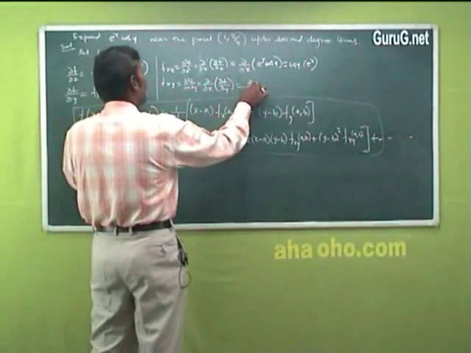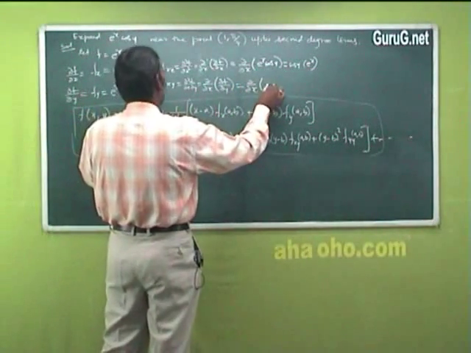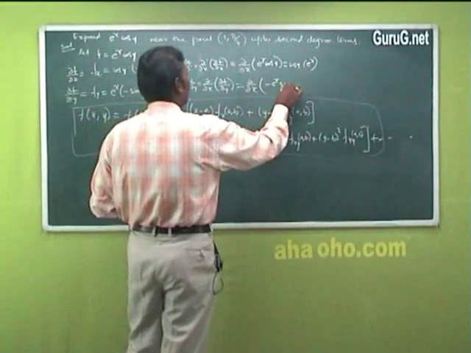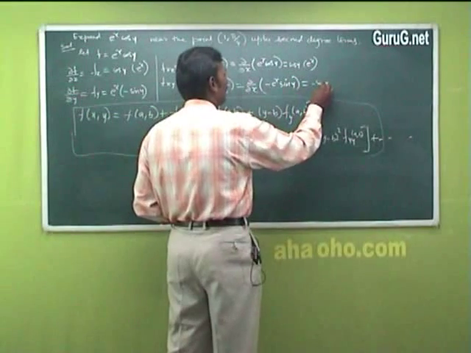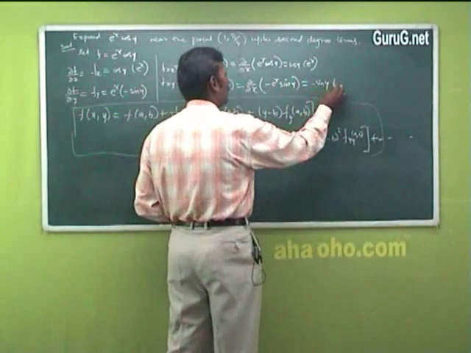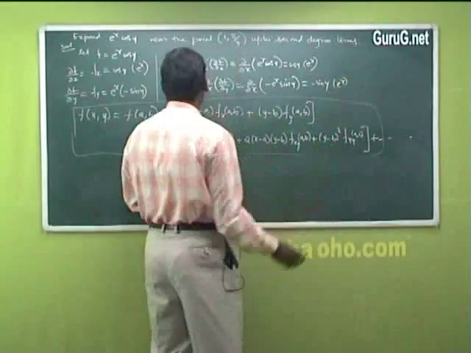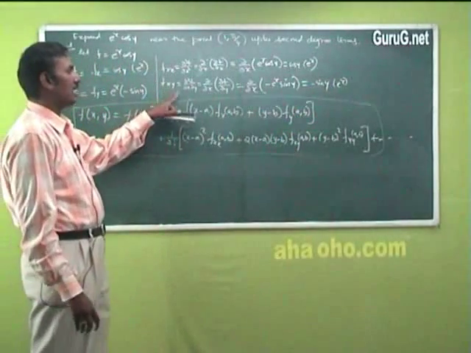Dou by dou x of minus e power x sin y. So either differentiate with respect to x. So minus sin y is constant. You differentiate e power x, e power x. So these are dou square f by dou x dou y.